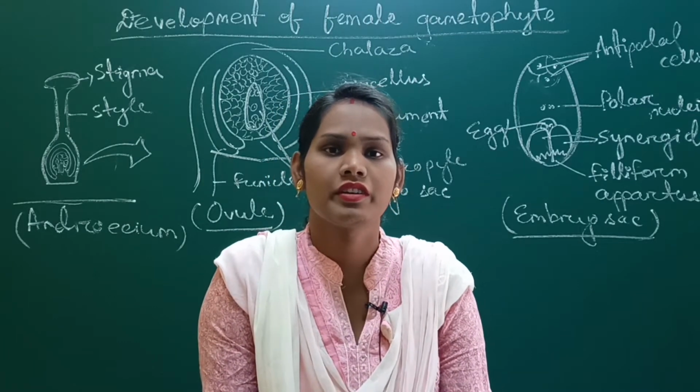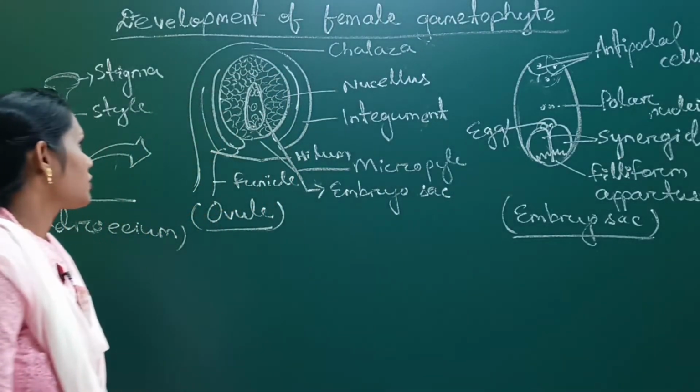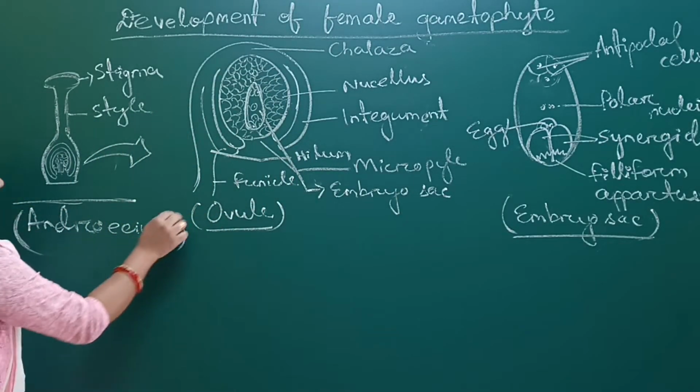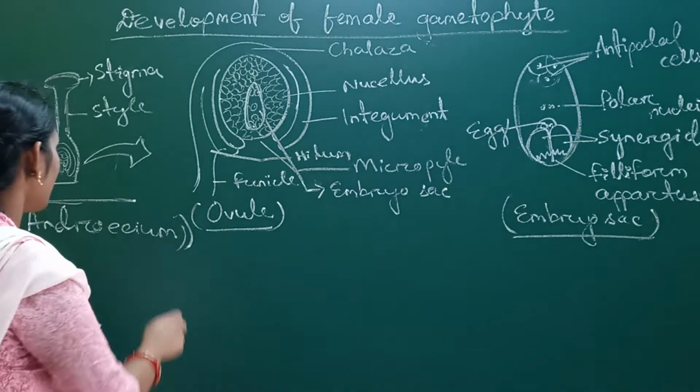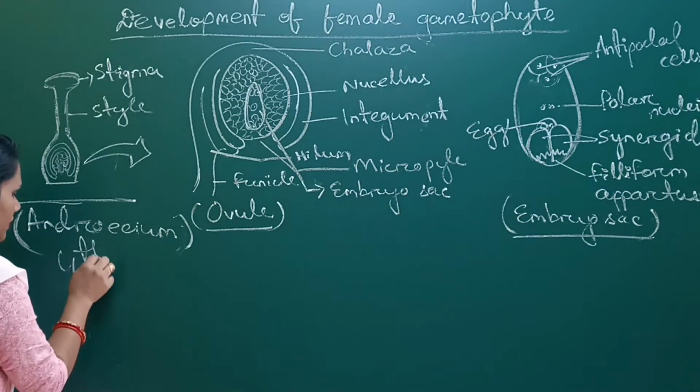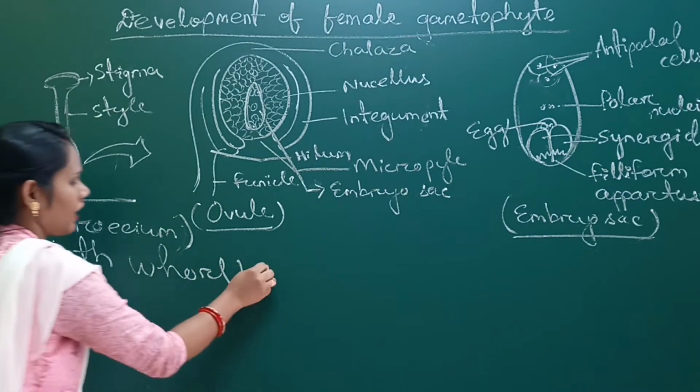So today we are going to discuss the development of the female gametophyte. As we know, the gynoecium is the female part of a flower, and it is the fourth whorl of the flower.